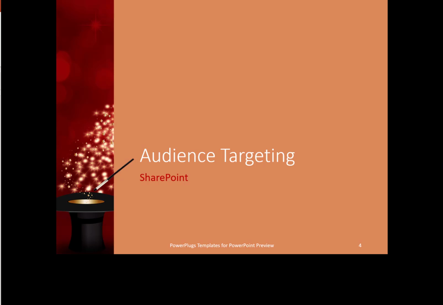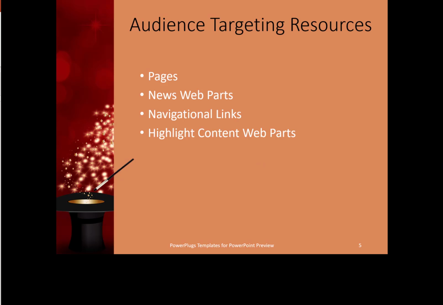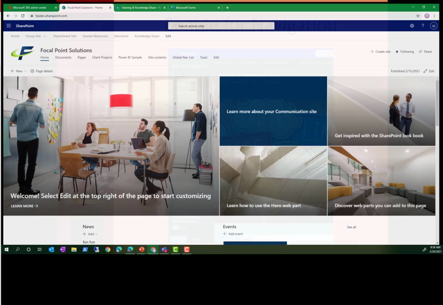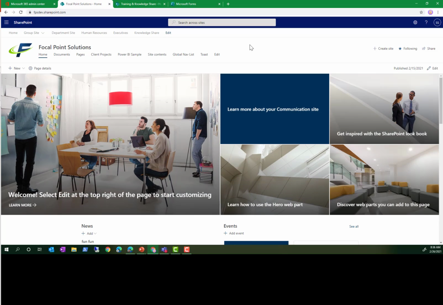First off, we're going to talk about audience targeting. Audience targeting can be done in 4 different ways within the modern site. They can be pages, news web parts, navigational links, and highlight content web parts. So I'm actually just going to pop on over to my demo of the site here, and I'm going to show you some of the navigation pieces of it and a couple others.